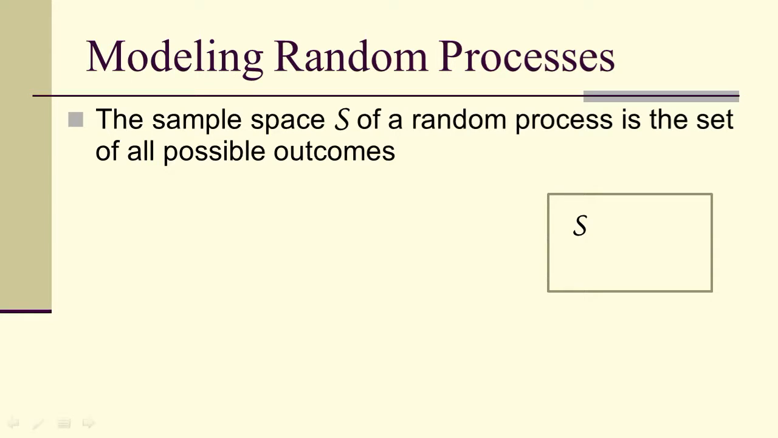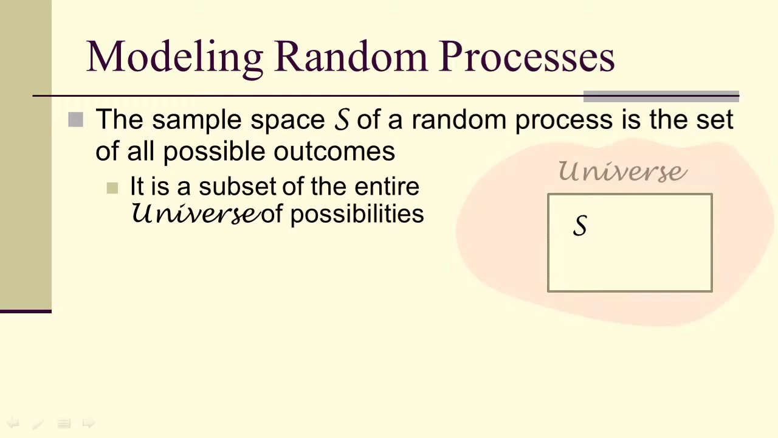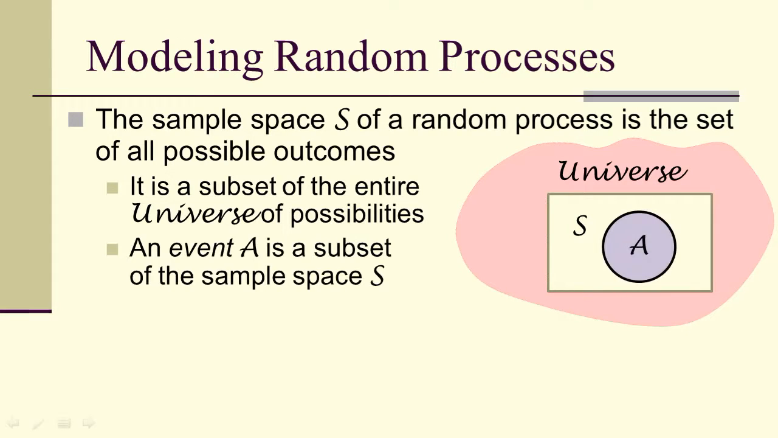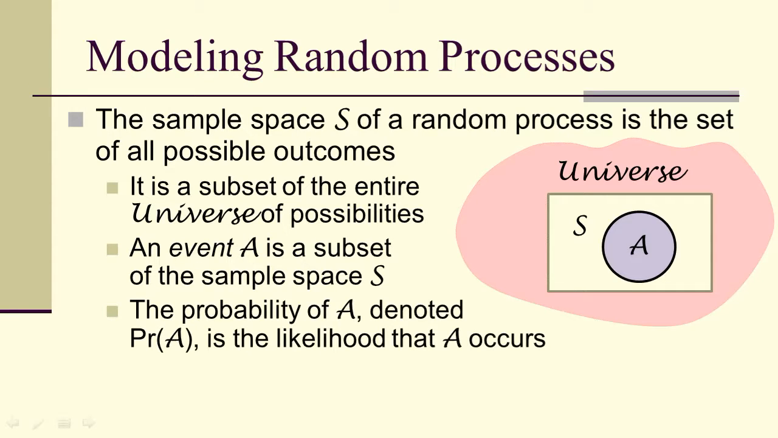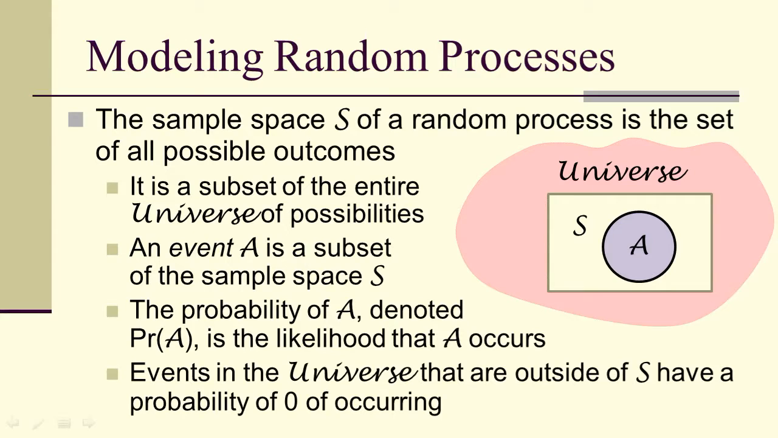So the sample space S of a random process is the set of all possible outcomes. It's the universe of possibilities. An event is a subset of the sample space. The probability of A, denoted Pr(A), is the likelihood that A occurs. And events in the universe that are outside of the set of all possible outcomes have a probability 0 of occurring.